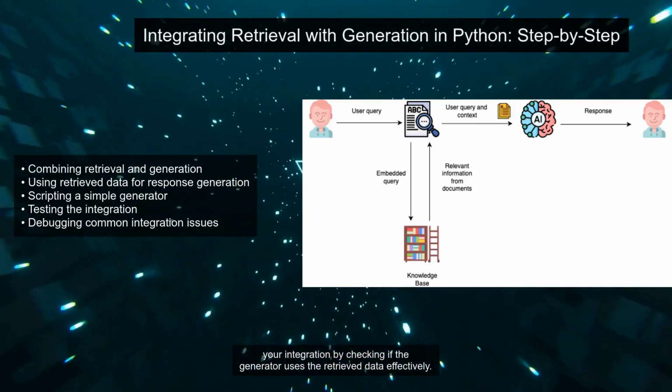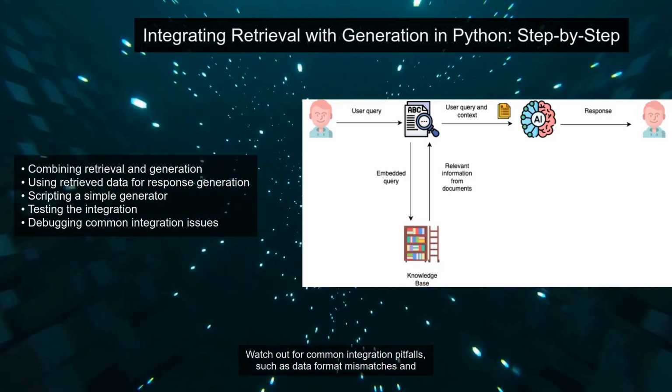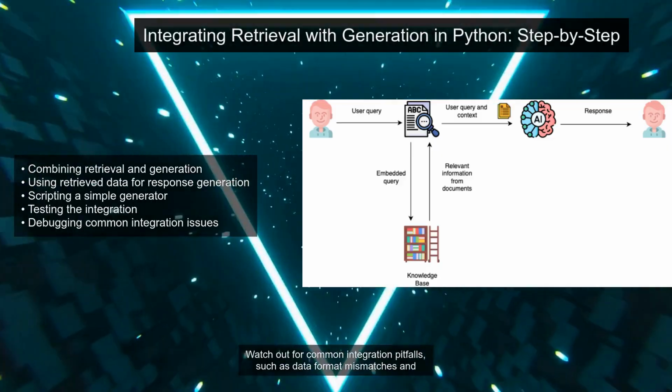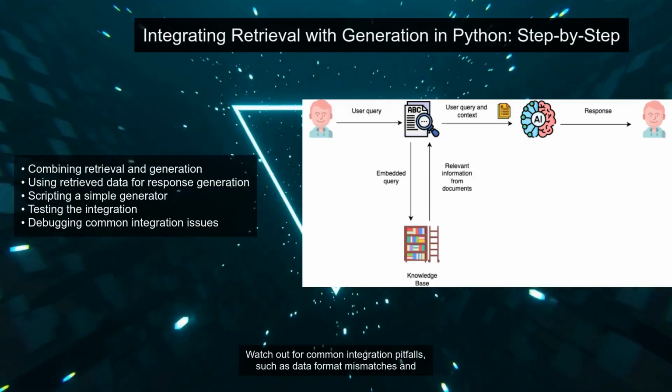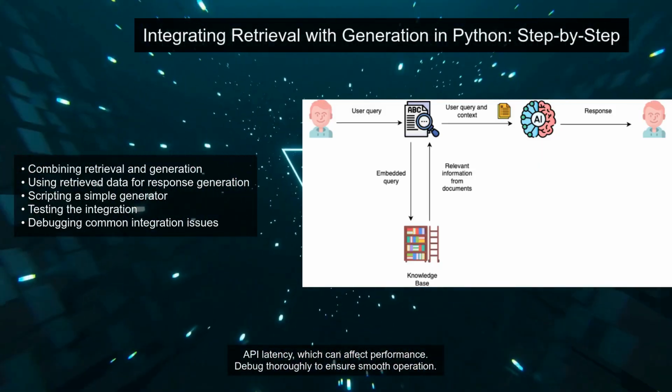Test your integration by checking if the generator uses the retrieved data effectively. Watch out for common integration pitfalls, such as data format mismatches and API latency, which can affect performance. Debug thoroughly to ensure smooth operation.